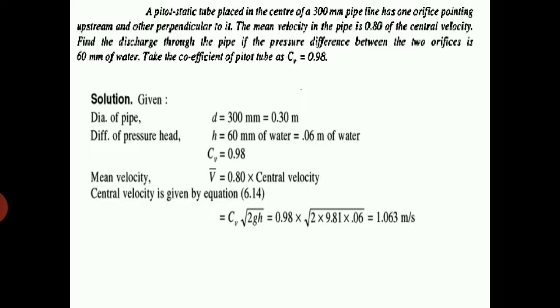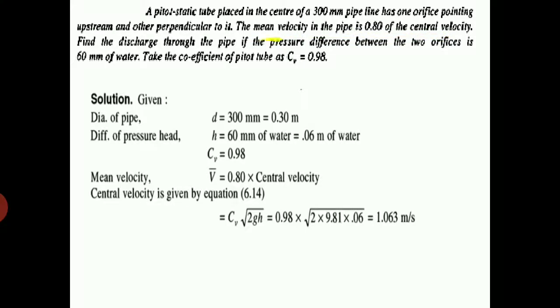So what is being given to us? Let us see. A Pitot static tube is given to us, and which is placed in the center of the pipeline. The relation between the mean velocity and central velocity is being given to us. Why this relation is being given to us? Because we are placing this Pitot tube at the center of the pipe, so we'll be getting the central velocity. But whenever we need to calculate discharge, we'll be needing the mean velocity. Therefore the relation between mean velocity and the central velocity is being given to us.